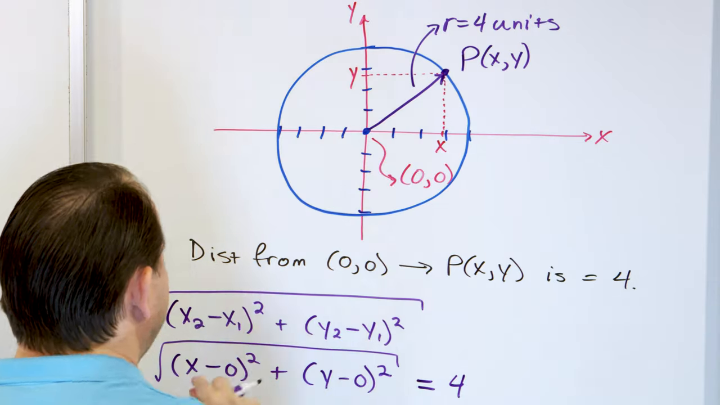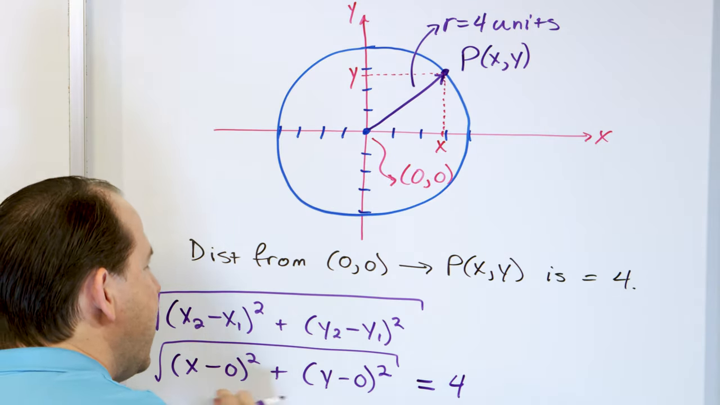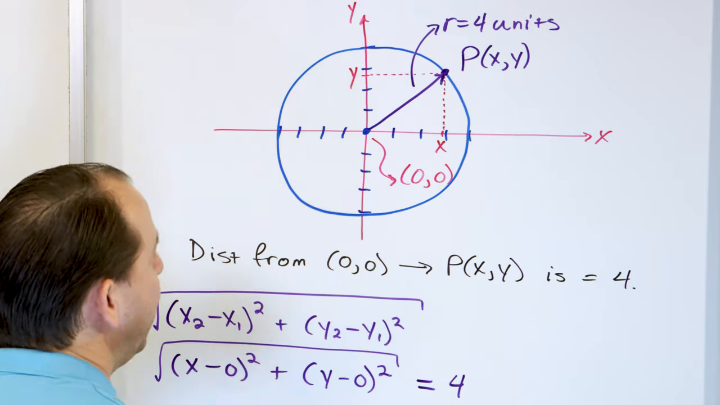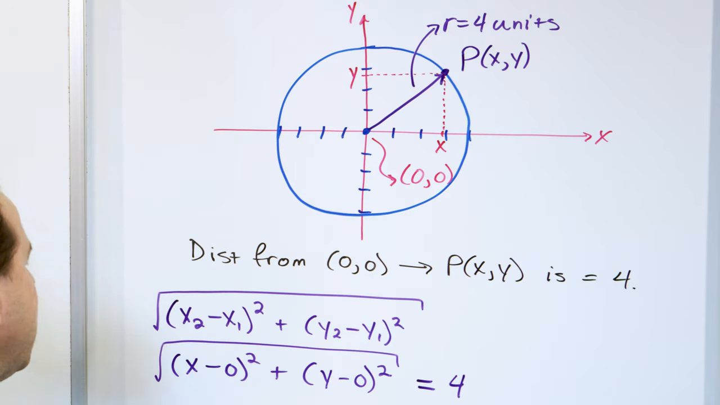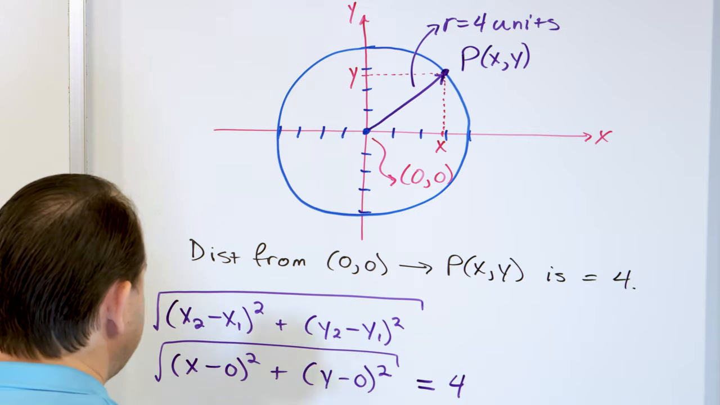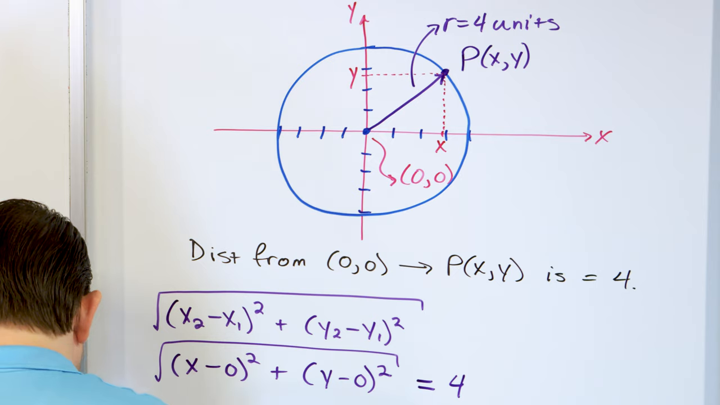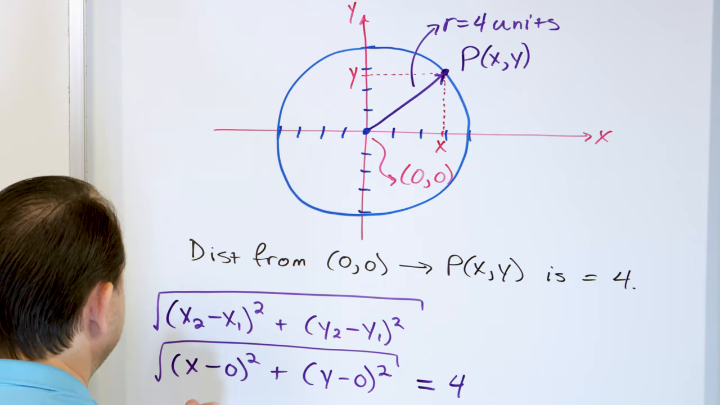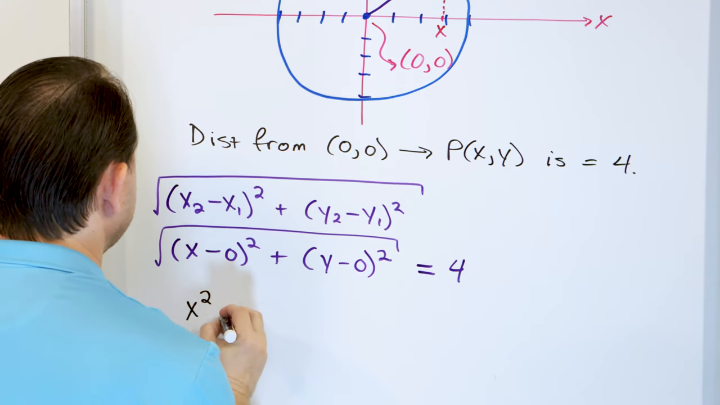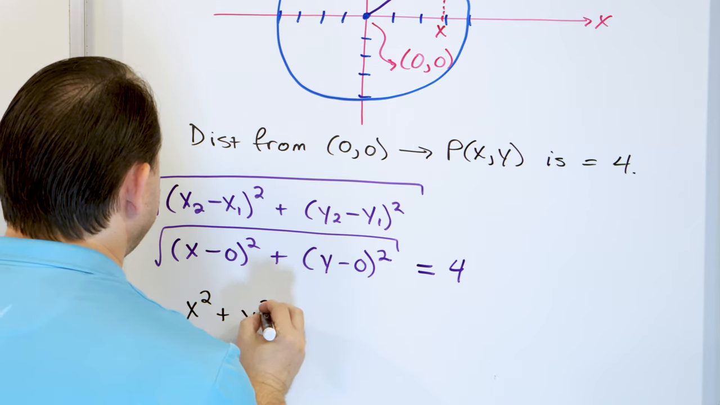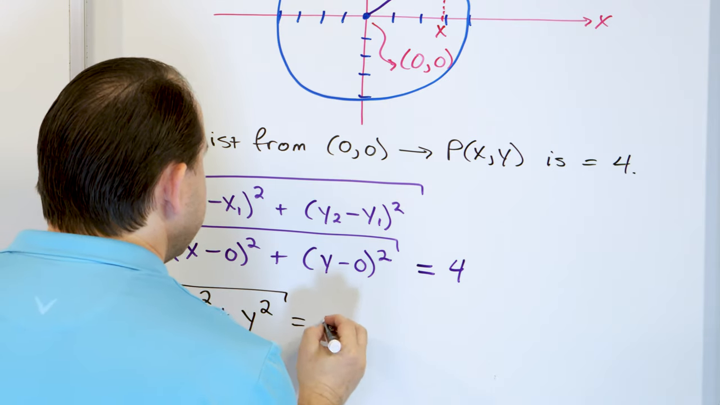I know what the distance is. So I calculate the distance between the points and I set it equal to 4 because that's the radius of the circle I drew. Now, how do I do anything with this equation? I have this large square root, but I'm not going to deal with that right now. Let's just rewrite this. This is just x minus 0 squared, so we can write it as x squared. This is y minus 0 squared. We can write it as y squared. We still have a square root equal to 4.